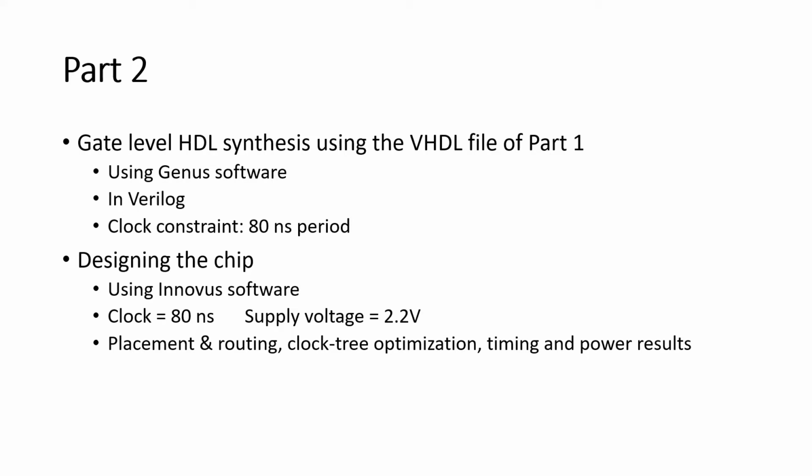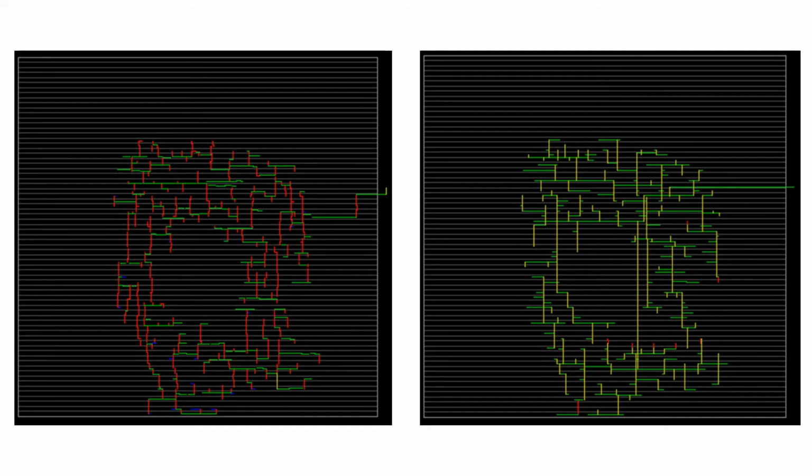I first set the clock as 80 nanoseconds and the supply voltage as 2.2 volts. Then I performed placement and routing, clock tree optimization, and at the end, timing and power analysis. The figures below show the pre and post clock tree optimization of my design. Since there's only one clock input pin, it is crucial to make this optimization so that minimal delay is achieved and our system is not affected by delay related errors.